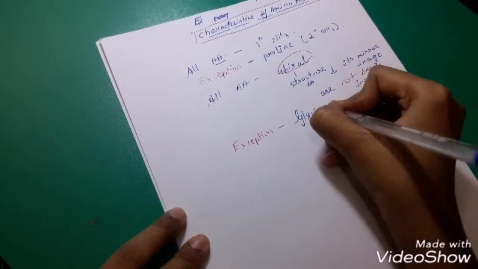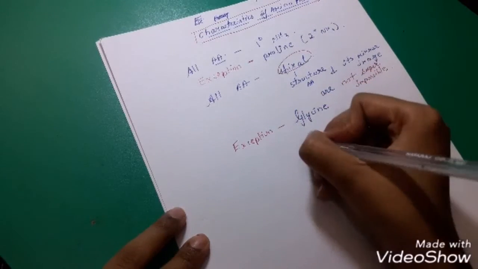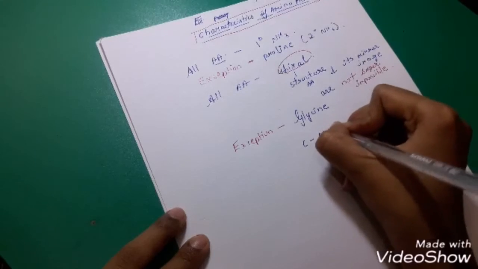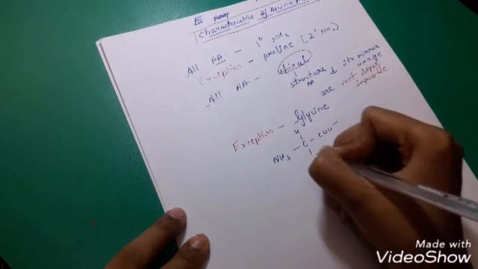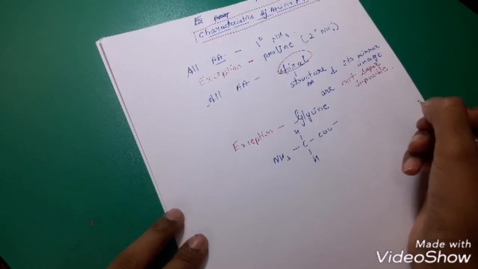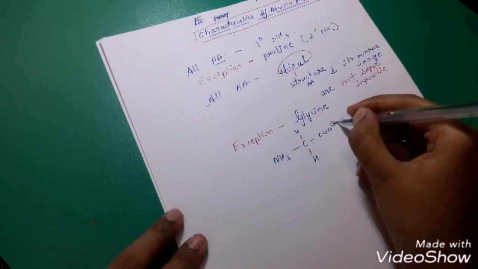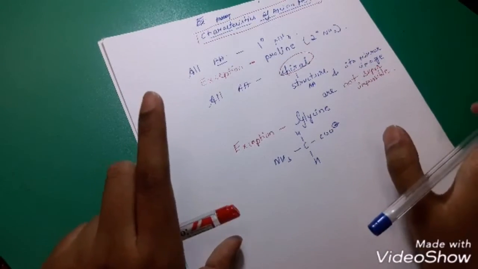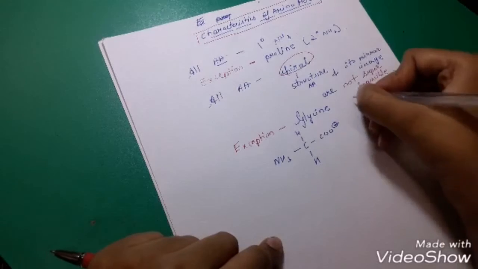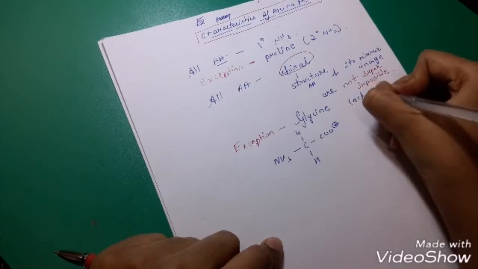Yes, glycine. So we have to look at the structure of glycine. It has the central carbon, carboxyl group, the amino group, and it has 2 hydrogens. It does not carry a methyl group. So you can see this, the mirror image of this would be impossible. So the glycine is achiral.